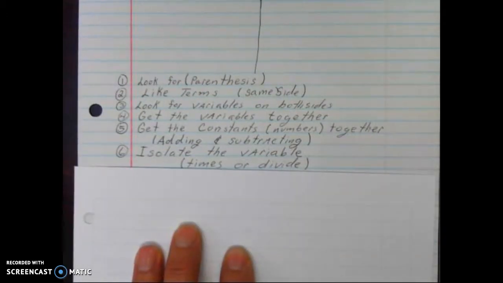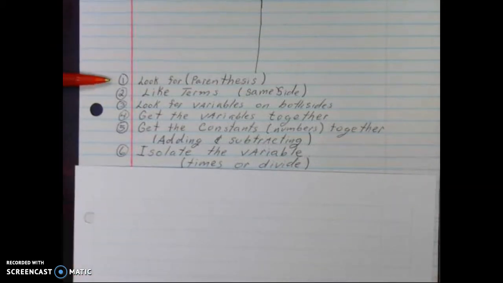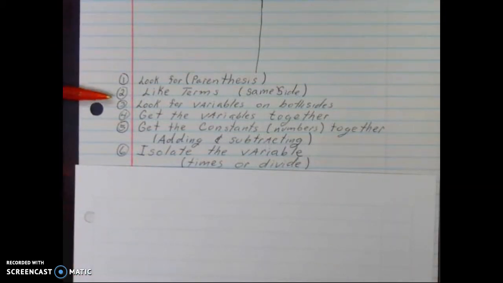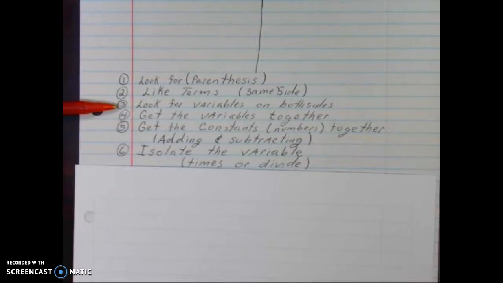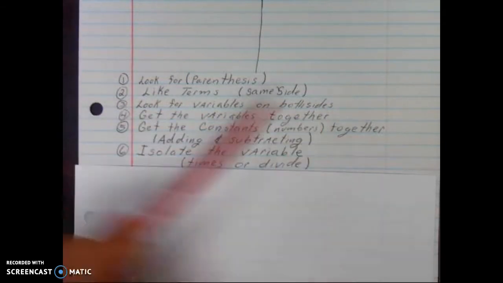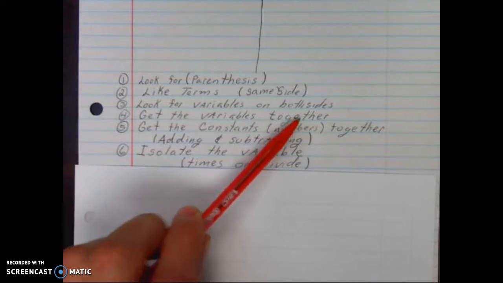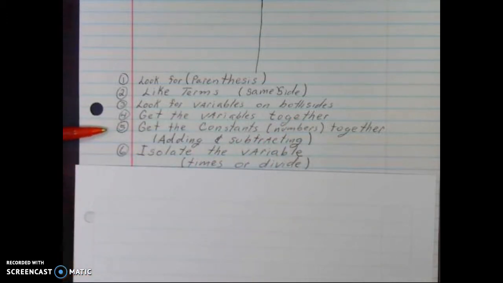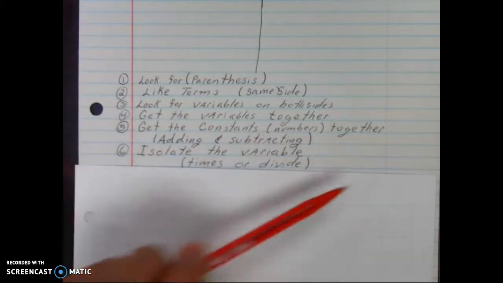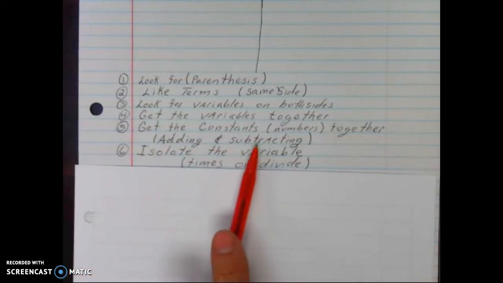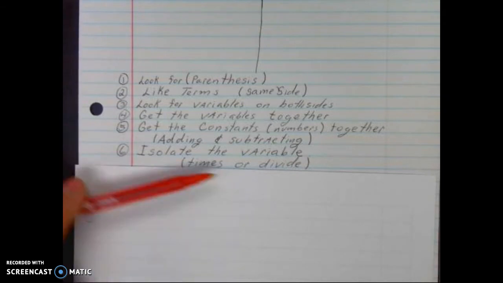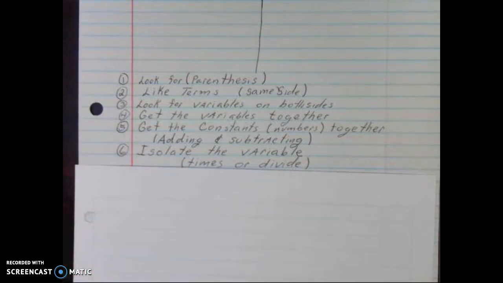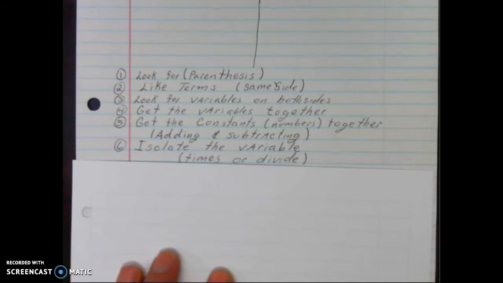All right, so I'll quickly read this just so you know what to write down. Step 1 is you look for parentheses. Step 2, like terms, but remember it says same side. Step 3, look for variables on both sides. Step 4 is you want to get the variables together. Step 5 is get the constants, or the plain numbers, together, and that's usually done by adding or subtracting. And then isolate the variable. That's usually the last step, where we do times or divide. So make sure to copy these down.